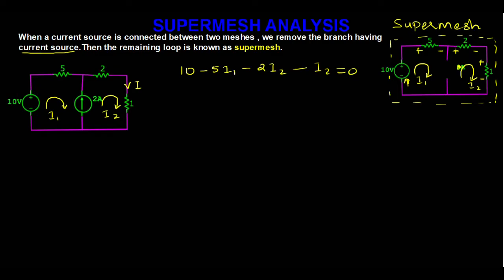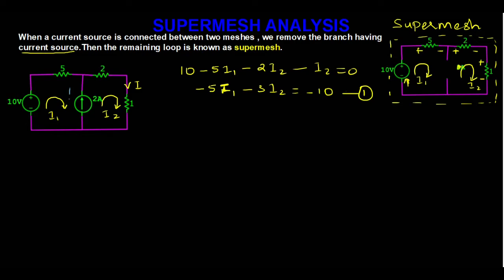Now I will simplify it. I'll write minus 5I1 minus 3I2 equals minus 10. So we got our first equation. With one equation and two variables, we can't solve it. This is where you have to take care while applying supermesh analysis.